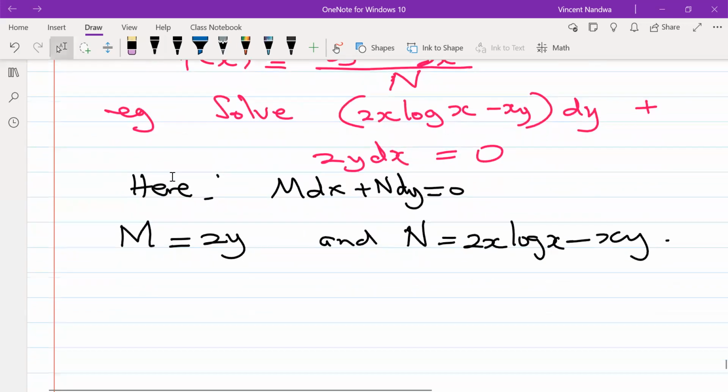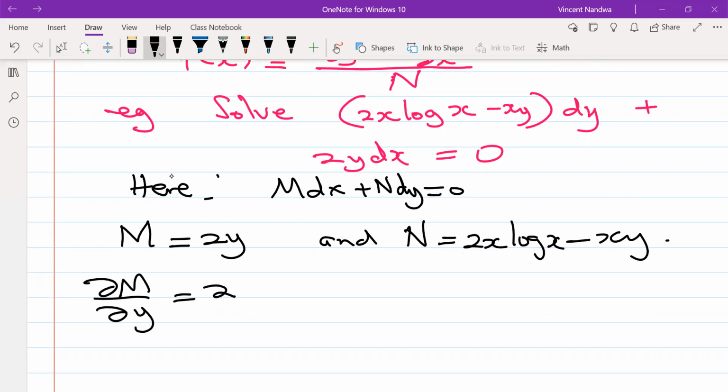Then let's try to see whether this is exact or not exact. So partial m partial y will give us 2. Partial n partial x will be... Now here we use, the first one, differentiation by product rule. So if we let this to be u, this to be v, u prime will be 2, and then log of x, plus, if you differentiate this, you get 1 over x, multiplied by this, you get 2, and then differentiating this part, you get minus y.